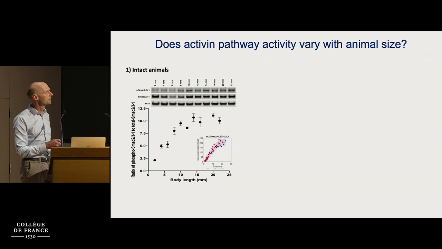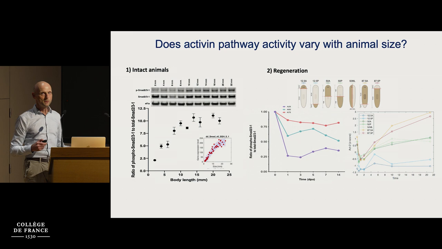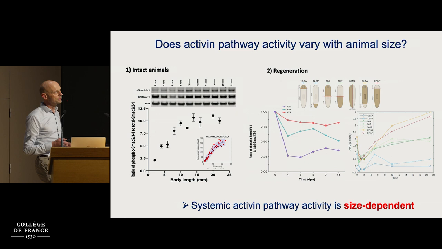And then secondly, when we use again our amputation paradigm, it is interesting to see that activin signaling changes very rapidly during regeneration, and actually the activin signal itself is one of the most rapid predictors of final tissue size, more rapid than many of the genes in the data set. So clearly this means that systemic activin pathway activity is indeed size dependent.